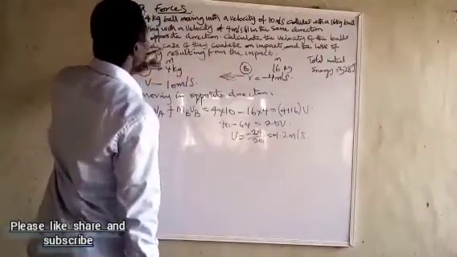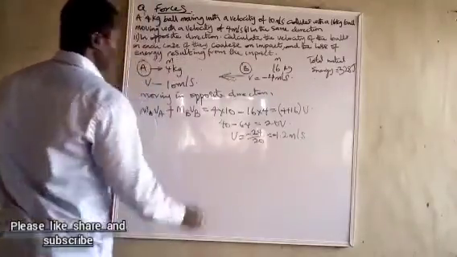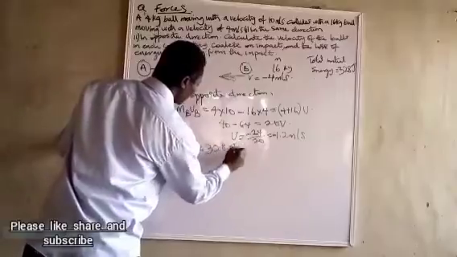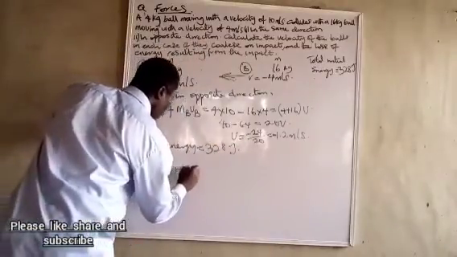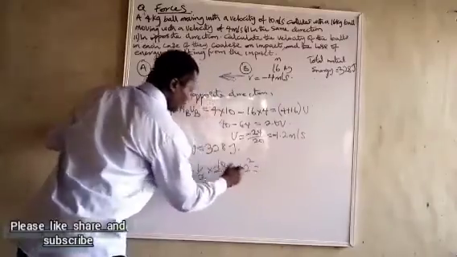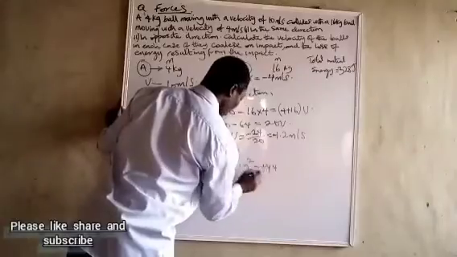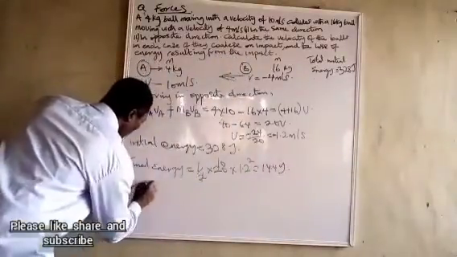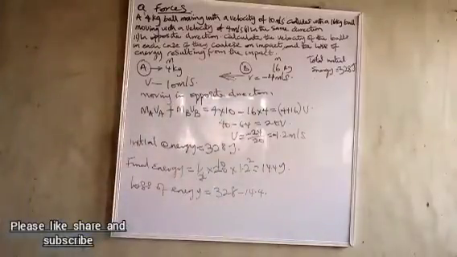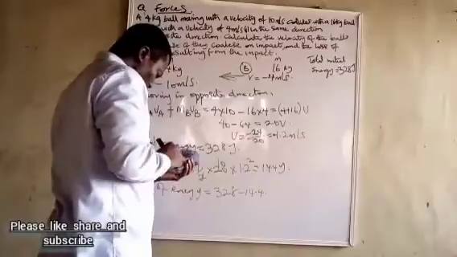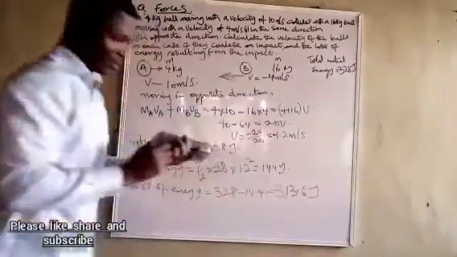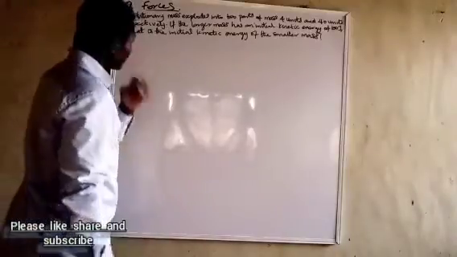Now, calculate the velocity in each case, impact, and the loss of energy. We have calculated the initial energy the other time, it is 328 joules. So final energy now will equal half times 20 times 1.2 squared, that is 10 times 1.44, which is 14.4 joules. So loss of energy now will be equal to 328 minus 14.4, and that is 313.6 joules.